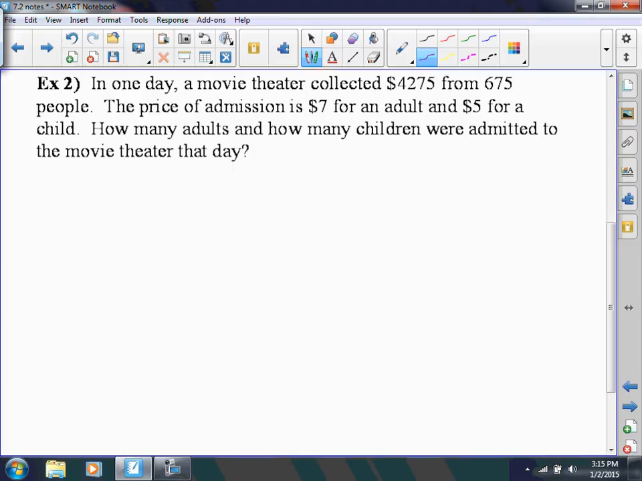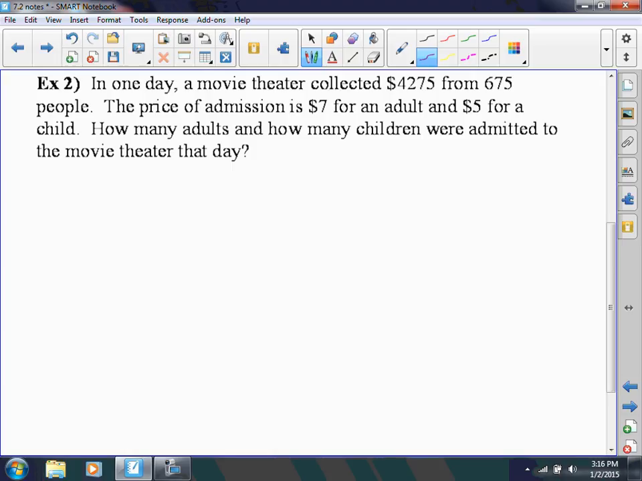And here, in one day, a movie theater collected $4,275 from 675 people. The price of admission is $7 for an adult and $5 for a child. How many adults and how many children were admitted to the movie theater that day? Okay, now we have to write 2 equations before we can actually start solving this. We have to write the system of equations. There's going to be at least 2 equations.